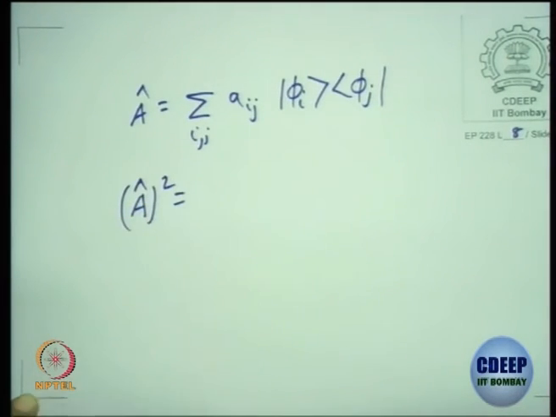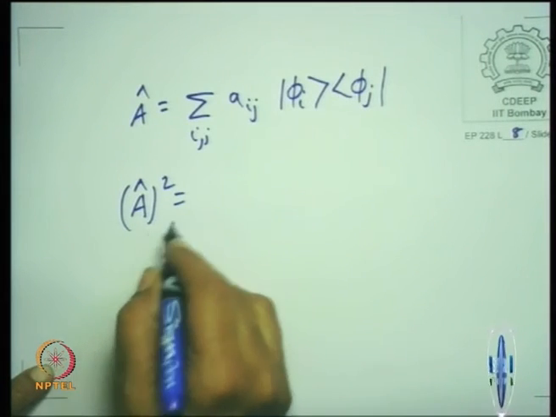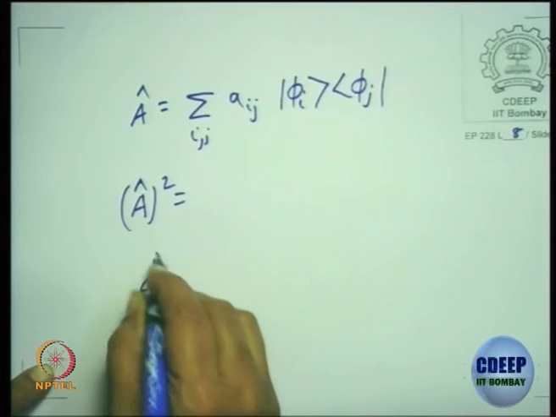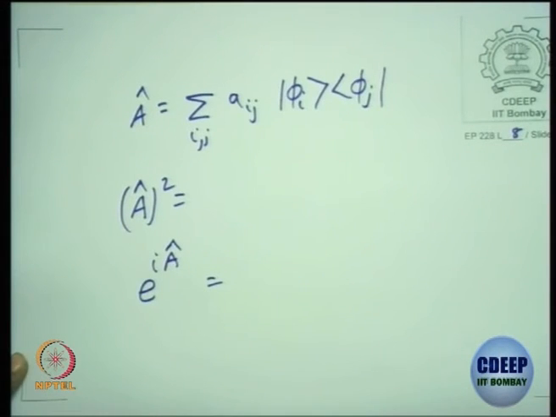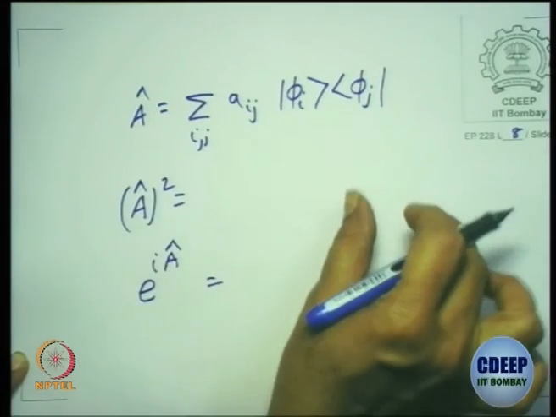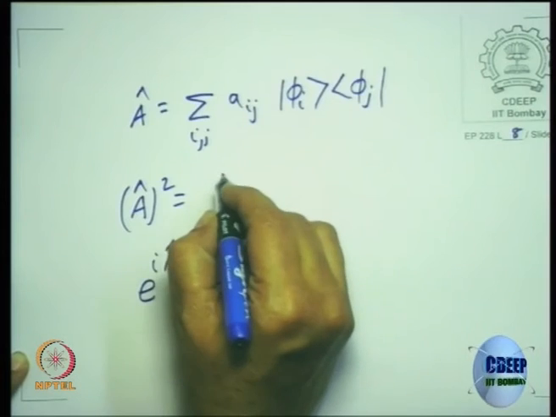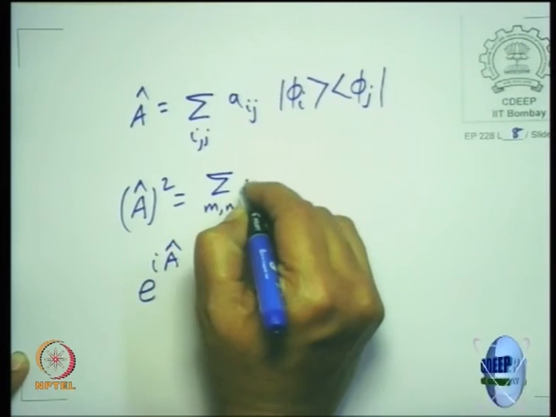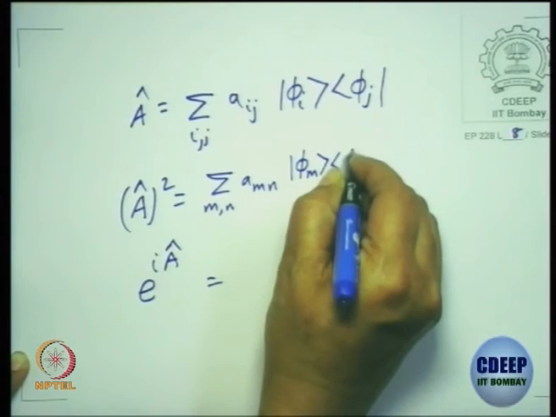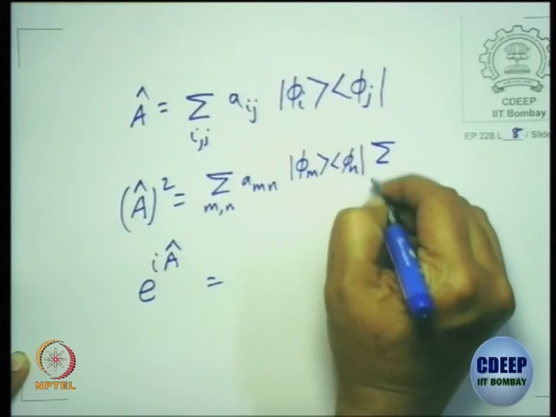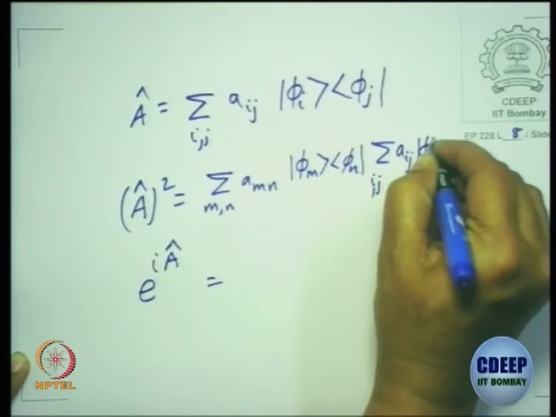What happens to functions of operators? Suppose I want to do this. That's one question. And then you can extrapolate it to the exponential of i times an operator A. What is it? A squared is repeating this. You can put two different indices and do this, right? A squared will be summation over m, n of a_mn |phi_m><phi_n|, and then summation over i, j of a_ij |phi_i><phi_j|.